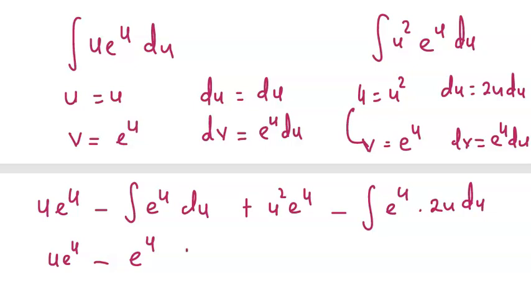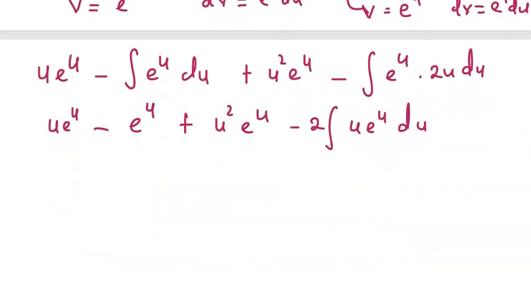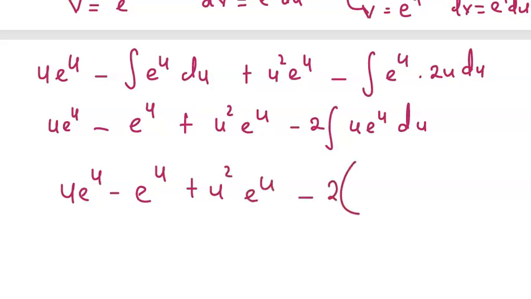So here now we're going to have plus, so this will be u squared times e to the power of u, and then we have minus 2 multiplied by, now you can see we have it here, u times e to the power of u, and then our du. So remember what I said earlier. So this is going to be u times e to the power of u minus e to the power of u, plus u squared times e to the power of u, then minus 2 into bracket, then this value, right? Which will give us u times e to the power of u minus e to the power of u, and then we have our constant of integration.